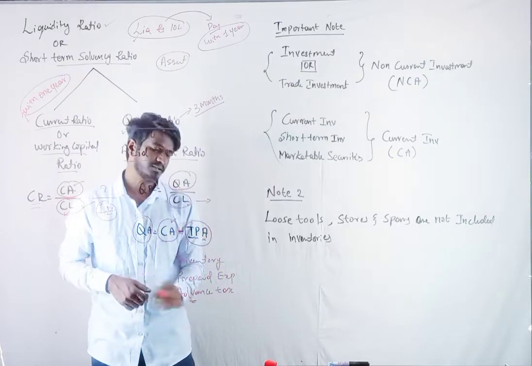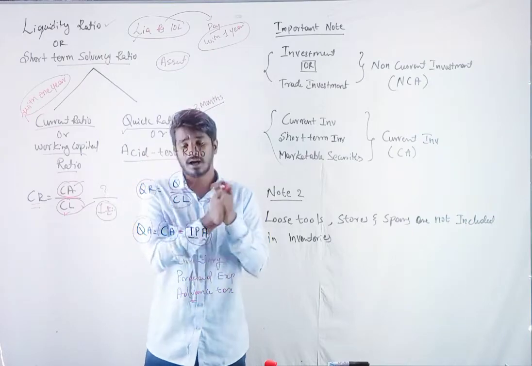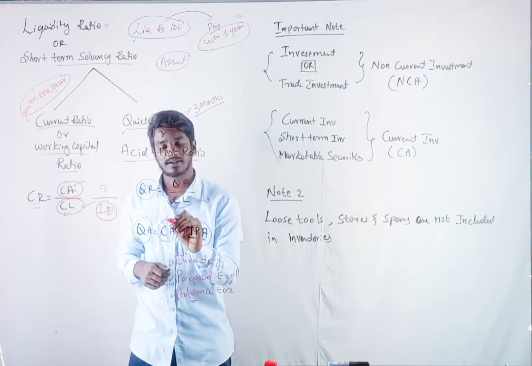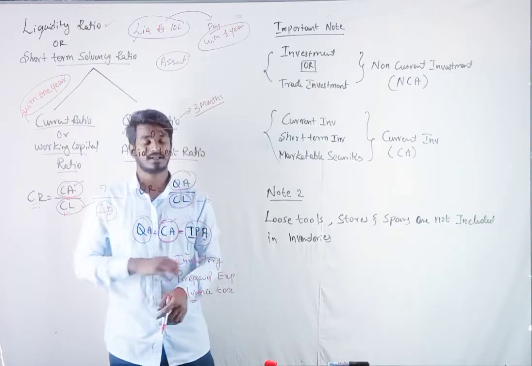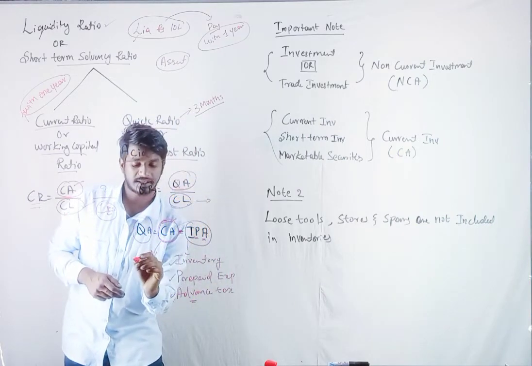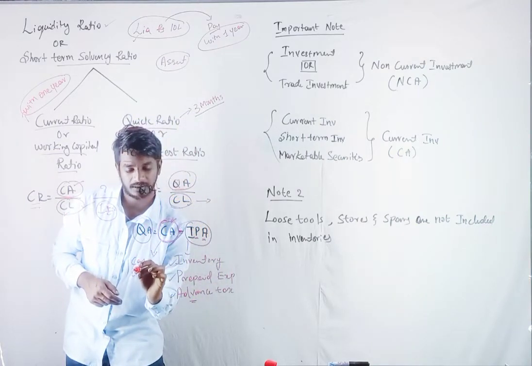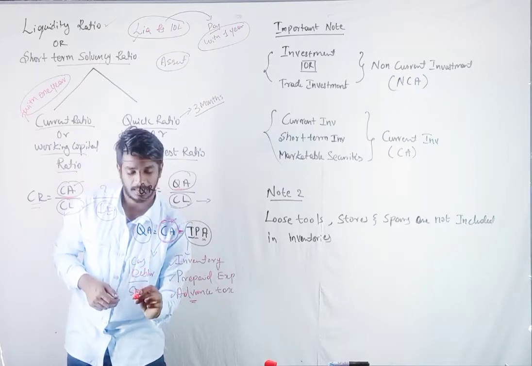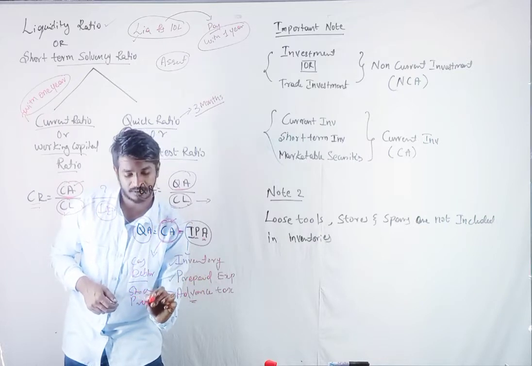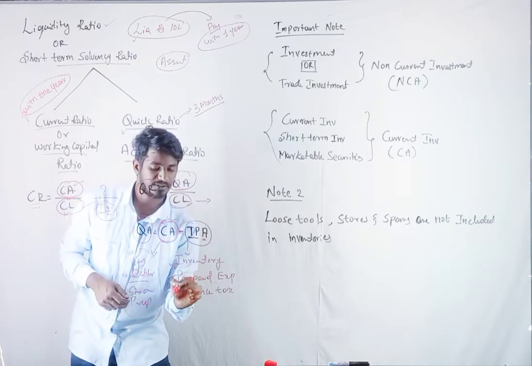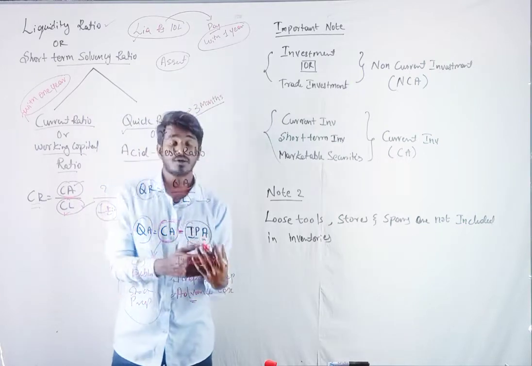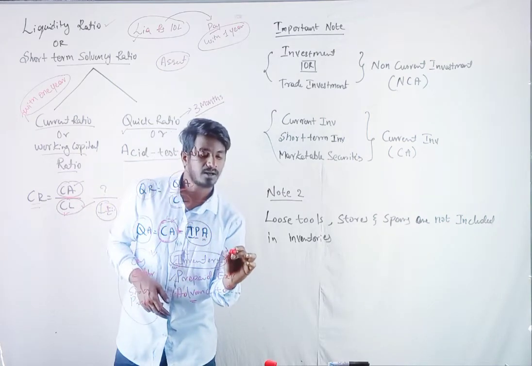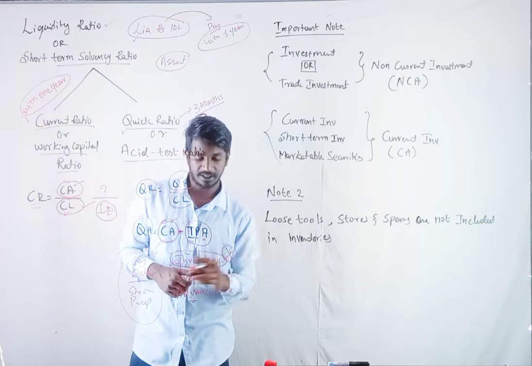So why are we eliminating inventory, prepaid expenses, and advance tax from current asset? Let me say current asset is cash, debtors, stock, prepaid expenses. Why are we eliminating these things? Because if I want to sell my inventory within 3 months, it is not possible. That's why I'm eliminating this.